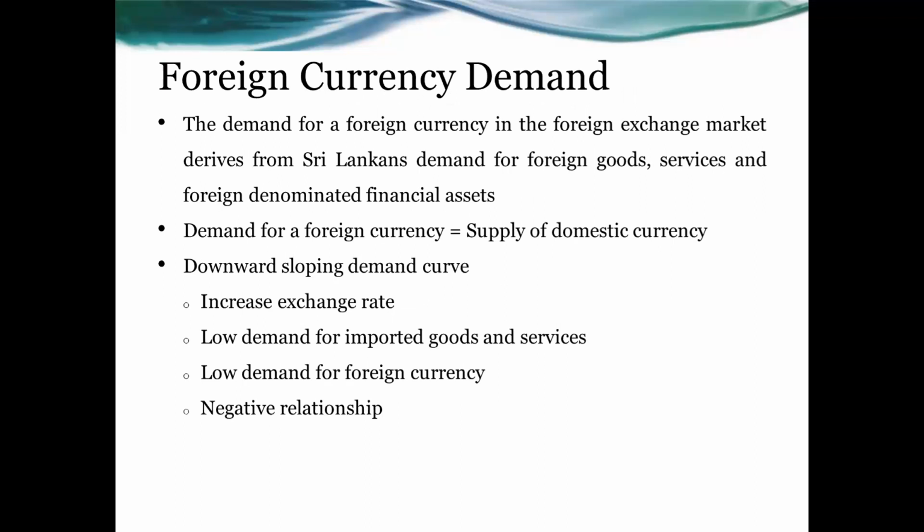Now, let's look at the foreign currency demand. On what occasion does a country demand foreign currencies? Normally, this is a very simple explanation. We know that we want to demand foreign currencies when we are importing goods and services.